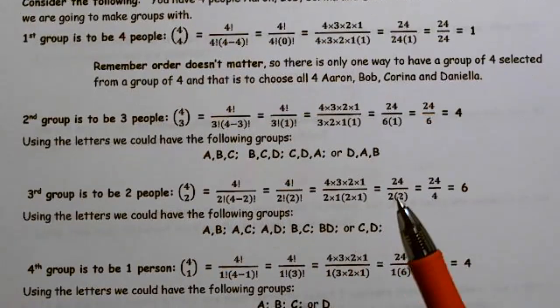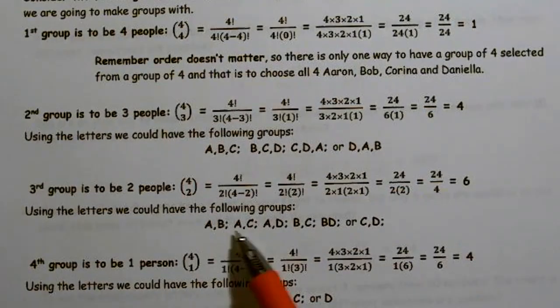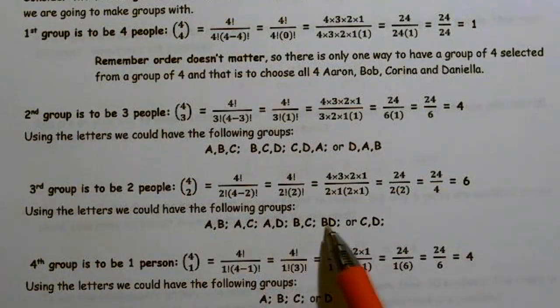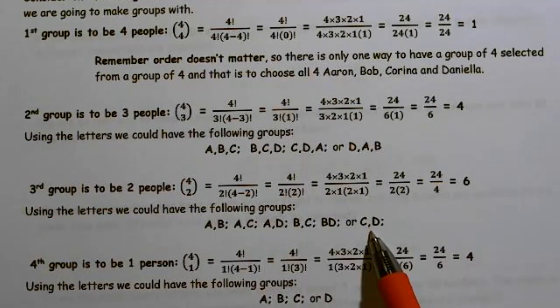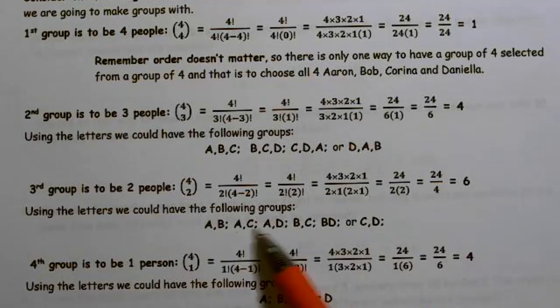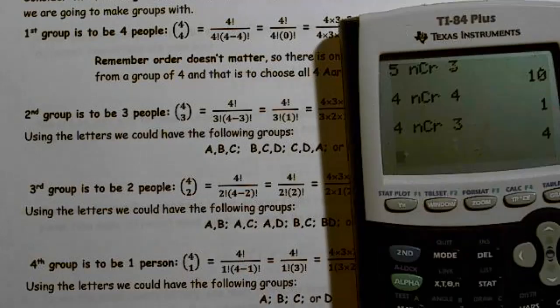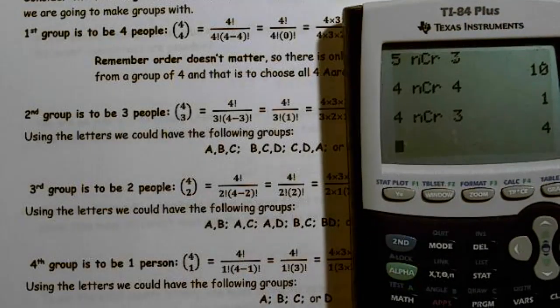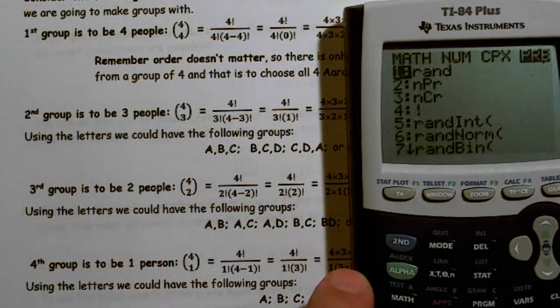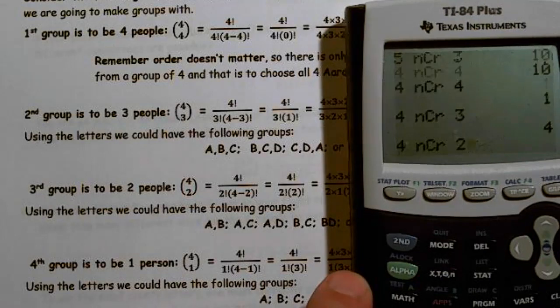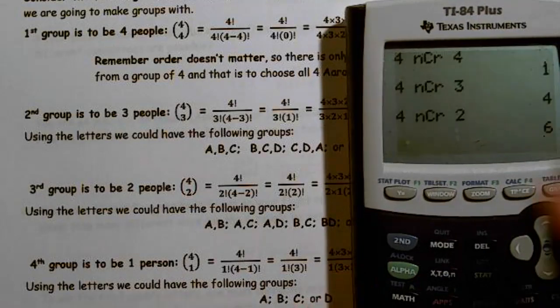If we wanted groups of 2, we could have AB, AC, AD, BC, BD, or CD. And we look and go, you know what? That's 6 different combinations. And once again, we go 4, math, arrow over to probability, and we choose the number 2. And there's our 6 combinations.